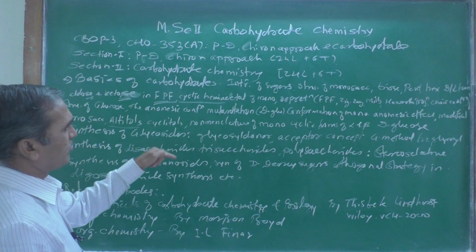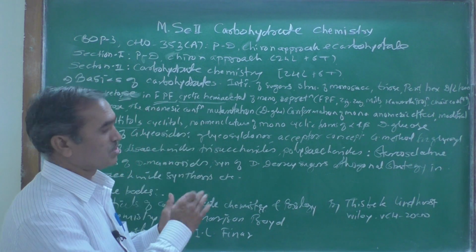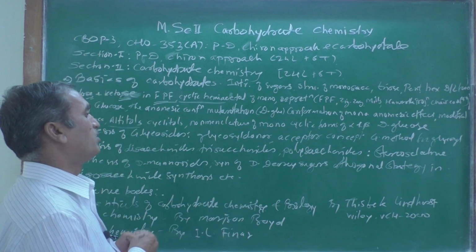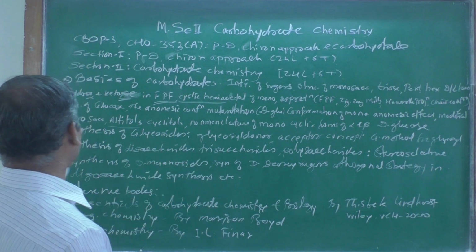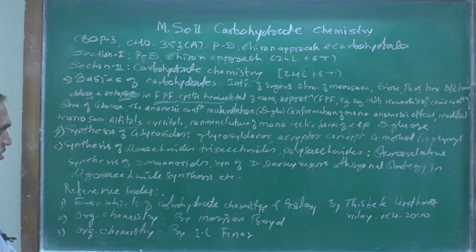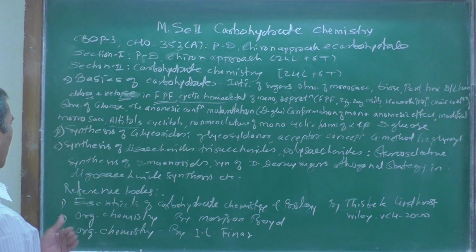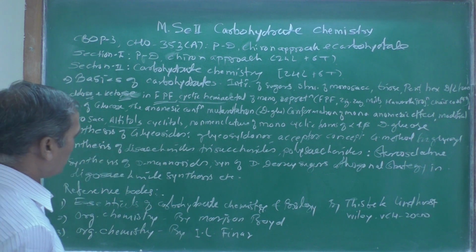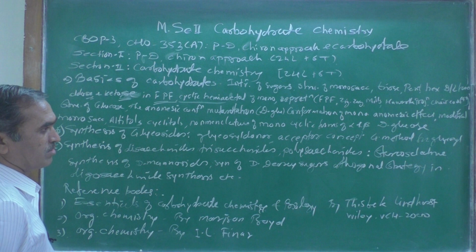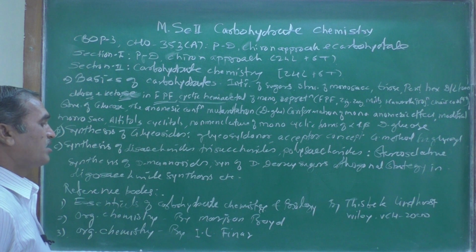And next, we are going to learn the glycosyl donor and the acceptor concept and the general method for how it is formed. So we are going to learn these things at this point. And next is the synthesis of disaccharides, trisaccharides, polysaccharides, the stereoselective synthesis of D-mannosides, synthesis of deoxysugars, orthogonal strategies in oligosaccharide synthesis, etc.